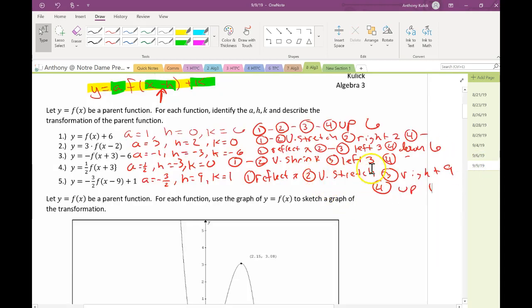Correct, and we wrote vertical stretch. When the absolute value of a is greater than 1, we have a vertical stretch, which is what we wrote, because the absolute value of 3 over 2 is greater than 1. Yep. Okay with that? All right.